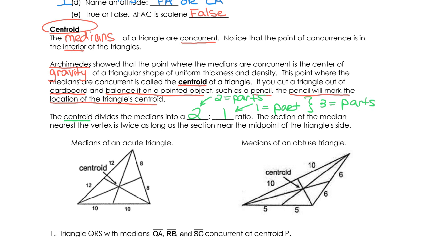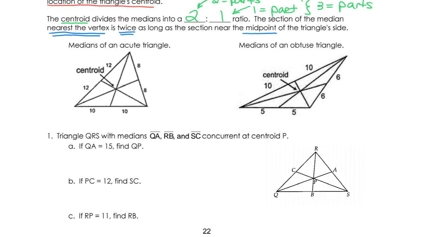If you also want to know, the section of the median nearest the vertex is always the twice as long piece, as the section near the midpoint of the triangle sides. A lot of these pictures, you can tell which is the longer piece, but if you're ever unsure, the piece that's coming from the vertex will always be the twice as long piece, or the double piece, or the part that has the 2 equal parts in it. All right, so let's take a look at these pictures.